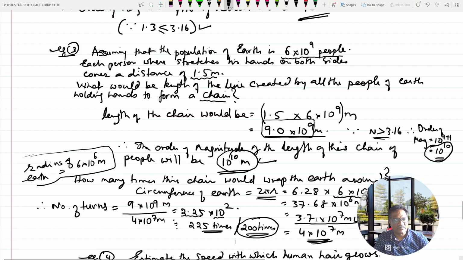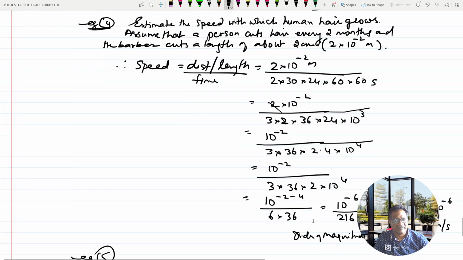Now let us come to the fourth type of Fermi problem. This fourth question says: estimate the speed with which human hair grows. Assume that a person cuts hair every 2 months, and assume that the barber cuts a length of about 2 centimeter, which is nothing but 2 into 10 raised to minus 2 meters, right? So here they have asked you to estimate the speed of human hair growth.